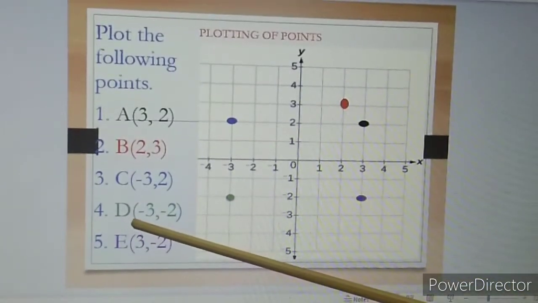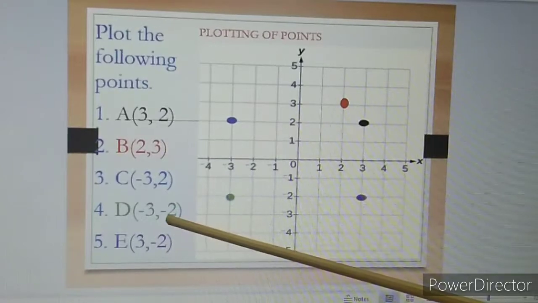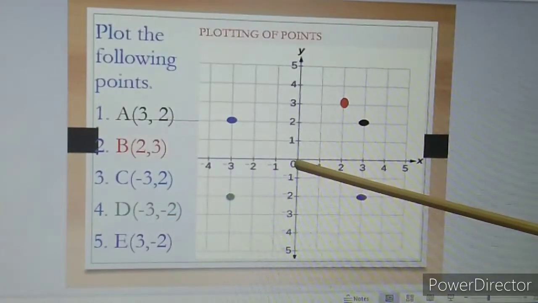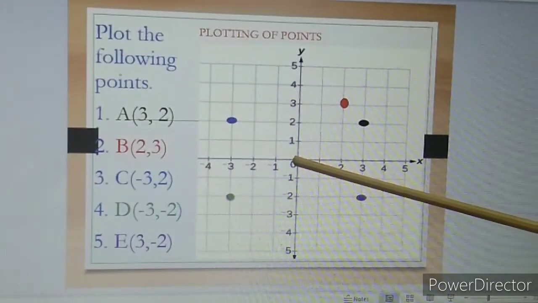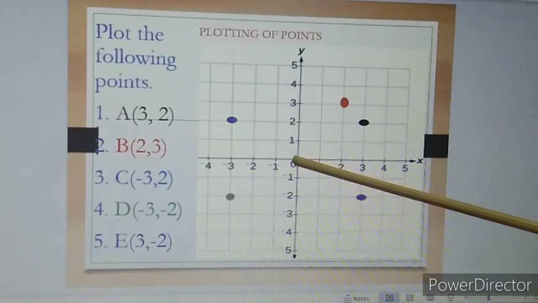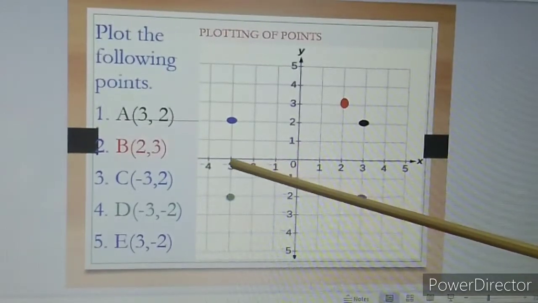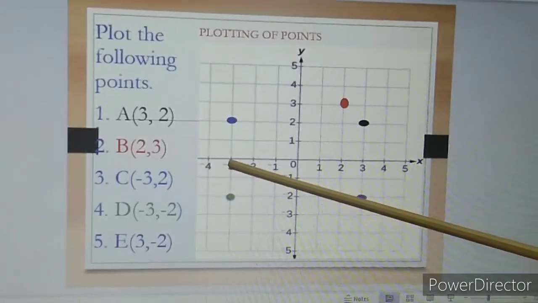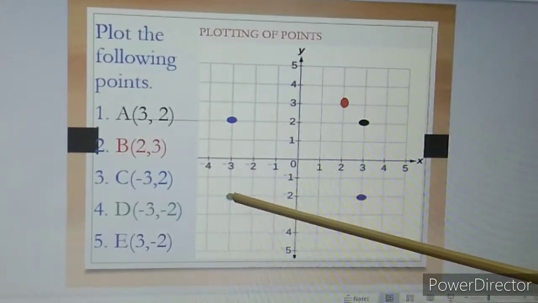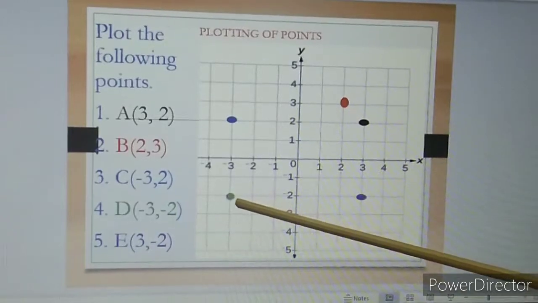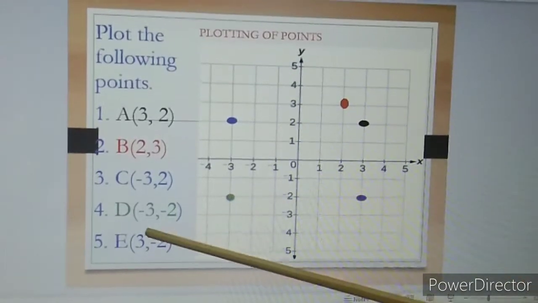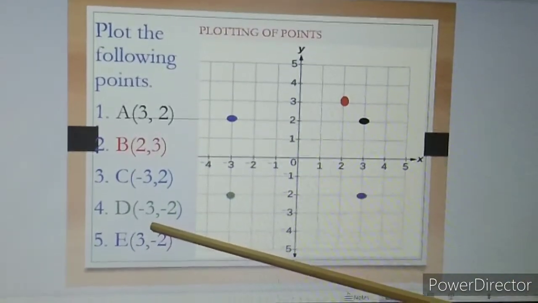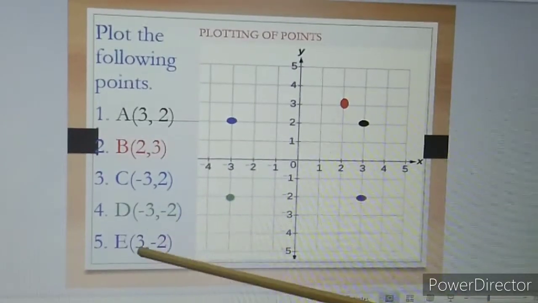Point D has the coordinates of negative 3, negative 2. So from the origin, we will count negative 3, or 3 units to the left: 1, 2, 3. And then negative 2, so 2 units down: 1, 2. Okay, so this point represents point D with the coordinates of negative 3, negative 2.